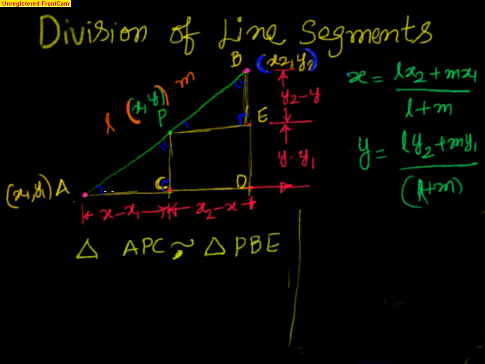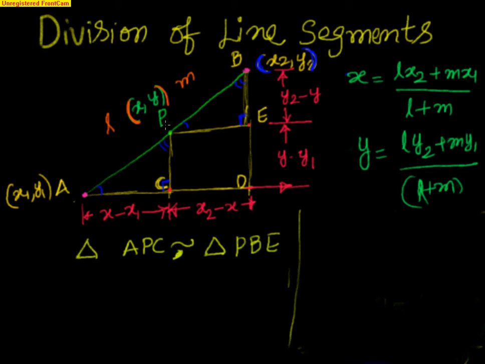You can use another approach also if you are interested. You can try that way, you will get the same answer. You can take triangle APC and also triangle ABD, that is, this small one and the big one. That way also they are similar to each other, so you will get the same answer.